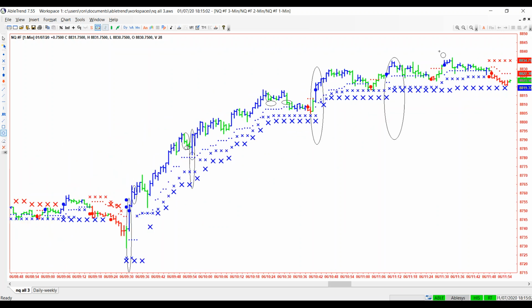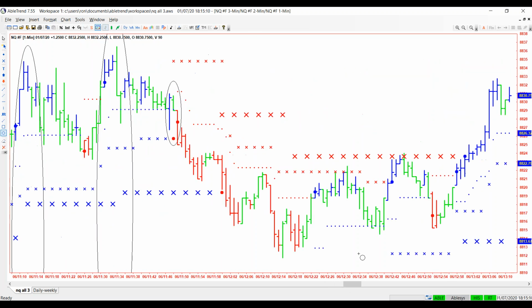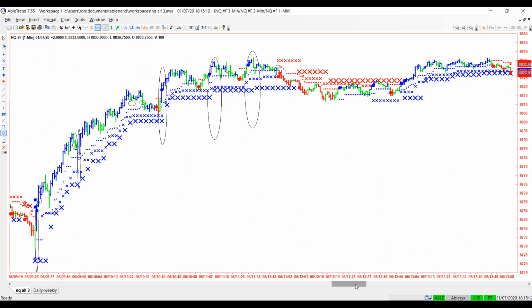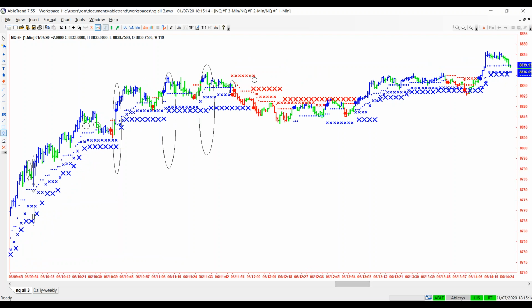All 3 trades right here. 2 of them were break evens. This was a losing trade. Gave back about 5 points. I like to zoom out. Sell signal here is a break even. This is all what we call the dead zone in here.